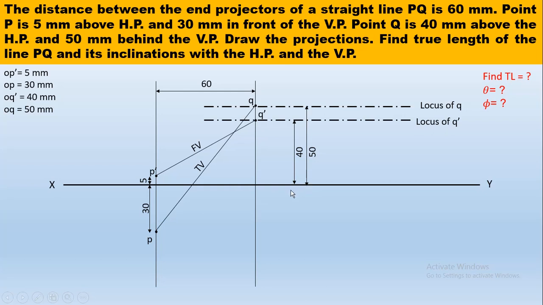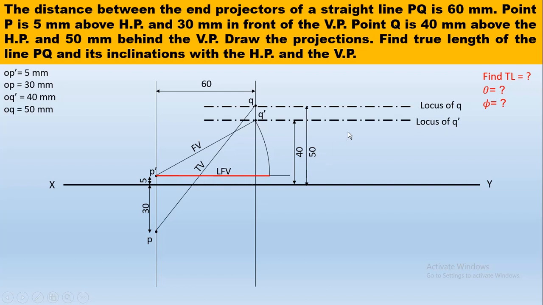Now we know that the basic concept of projection of line is that the length of the front view will give you true length in top view, or the length of top view will give you true length in front view. So first of all, let's find out the length of front view. Take P dash Q dash as a radius and P dash as a center and make an arc over here. This is nothing but length of front view. Now length of front view will give you true length in top view.